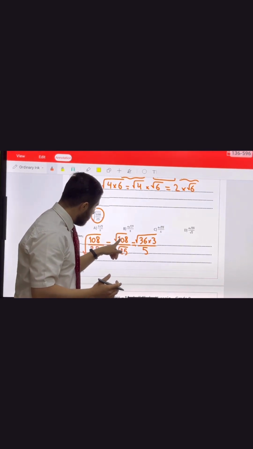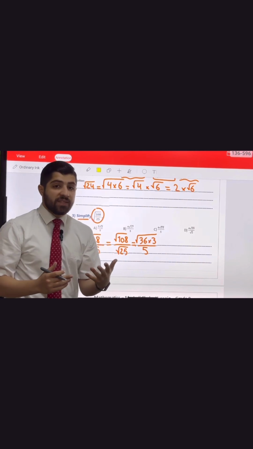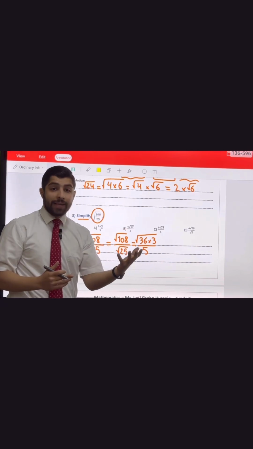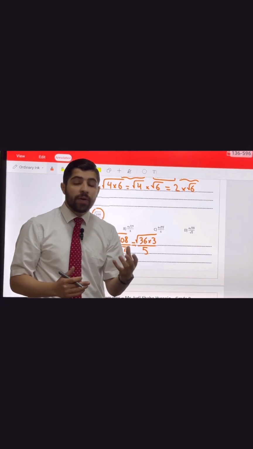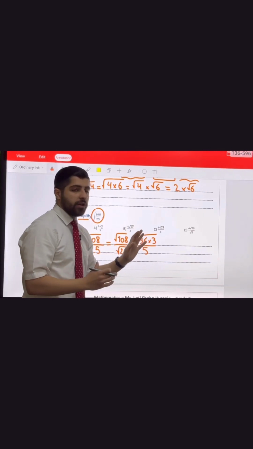For example, I see 108. It can be divisible by 2. Also, it can be divisible by 3 because 1 plus 0 plus 8 gives you 9, and 9 is a multiple of 3. So you can divide it by 3 and you get 36.